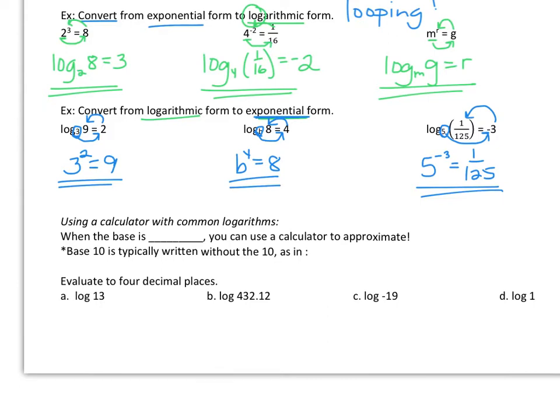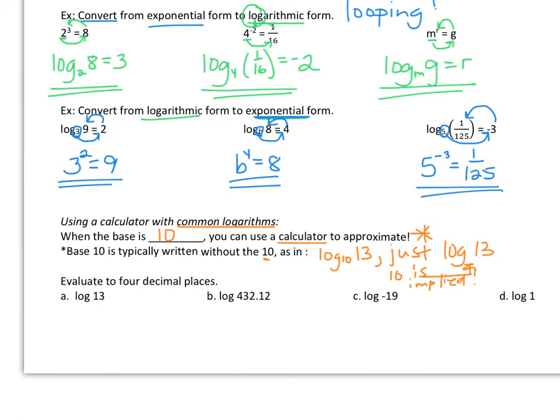All right, let's grab our calculators. So it says use a calculator with common logarithms. Logarithms have lots of different types of number or variable bases. If the base is 10, you can use a calculator to approximate, but only if it's base 10. Typically, a base 10 is written without the 10 in the equation. So instead of log base 10 of 13, it's just log 13. If they don't have a number base written right here, 10 is implied.